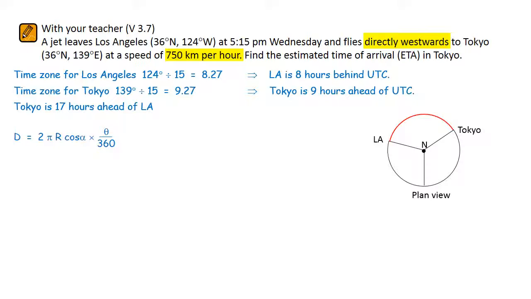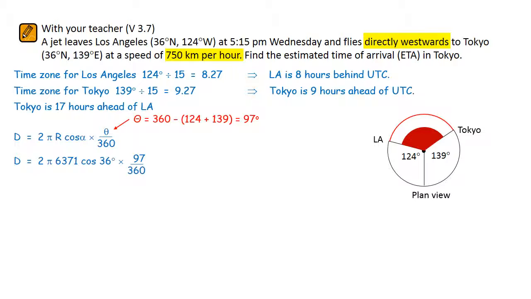Tokyo is 139 degrees to the east, Los Angeles 124 degrees to the west. Flying westwards from Los Angeles will mean anti-clockwise in this diagram, so the angle theta will be as shown here in red. It can be found by totaling the longitudes and then subtracting from 360 degrees. Theta equals 97 degrees. Substitute into the formula to find the distance.